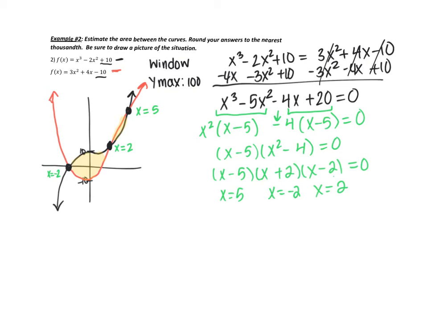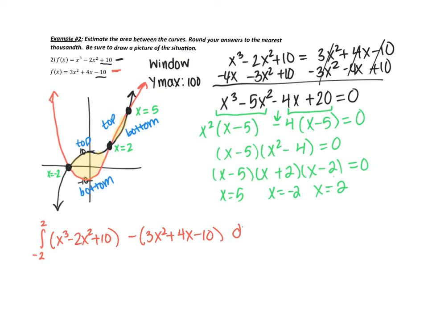So in this particular section, this is obviously my top, and this is obviously the bottom. And now here the line is my top, and the curve is my bottom. So we're going to break up the integration into 2 parts. If I were to write it out, we're going to say the integration from negative 2 to 2 would represent this area. The top is the curve, the x to the third minus 2x squared plus 10, and the bottom is the 3x squared plus 4x minus 10, and then dx.